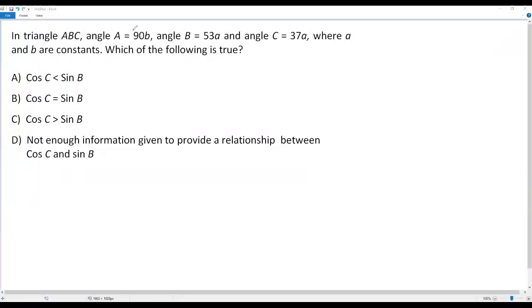Here we have a SAT math problem. Okay, let's go to the question. In triangle ABC, angle A equals 90b, angle B equals 53a, and angle C equals 37a, where a and b are constants. Which of the following is true?